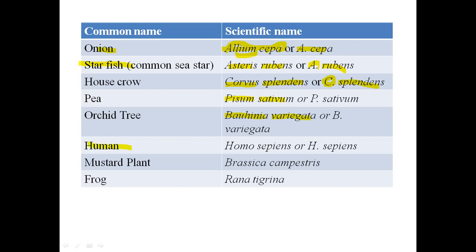For Homo sapiens, Homo is the genus and sapiens is the species. This name is used for human. For mustard plants, Brassica campestris is used. Brassica is the genus, campestris is the species. For frog, Rana tigrina is assigned. These names are in the second chapter of the biology book, but I compiled all of them so you can memorize them. Thank you very much.